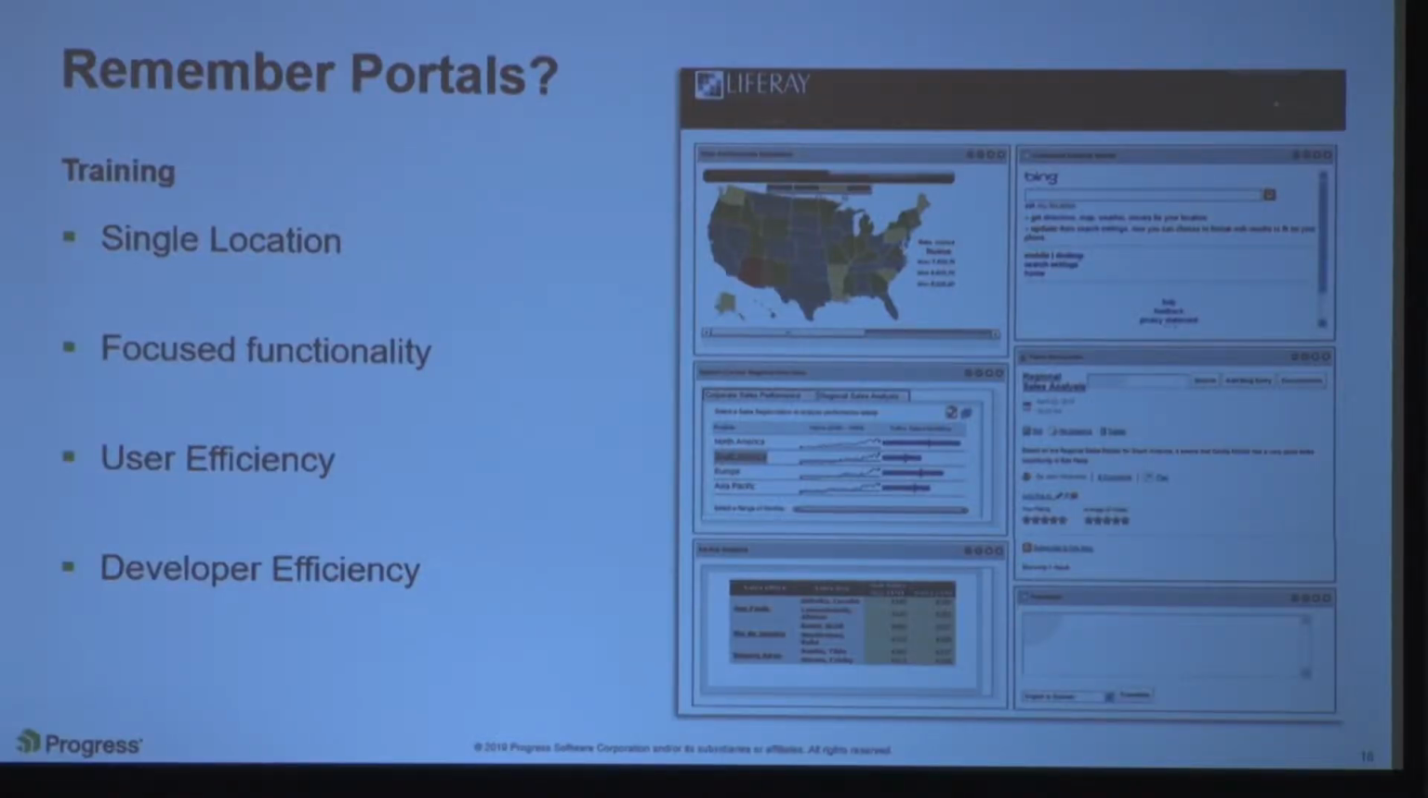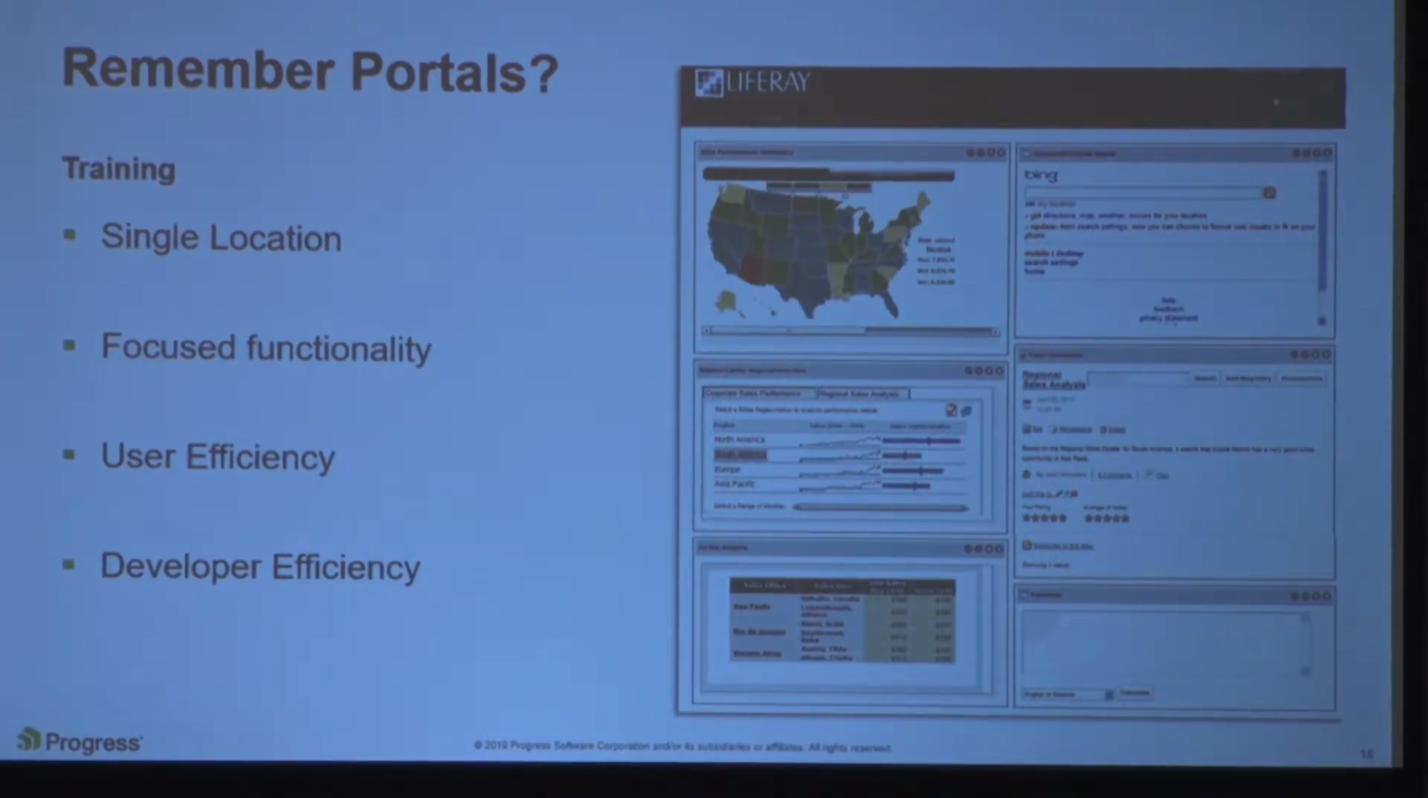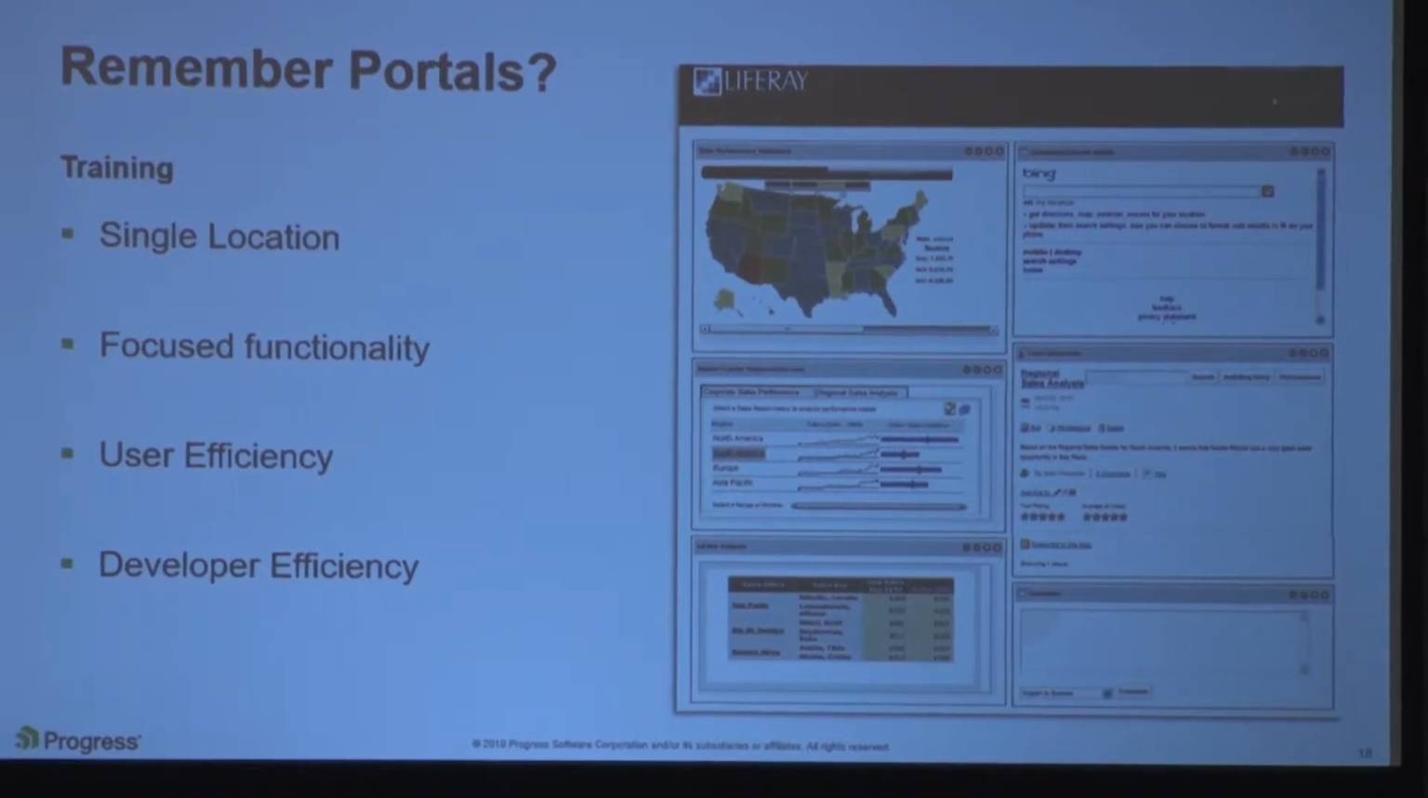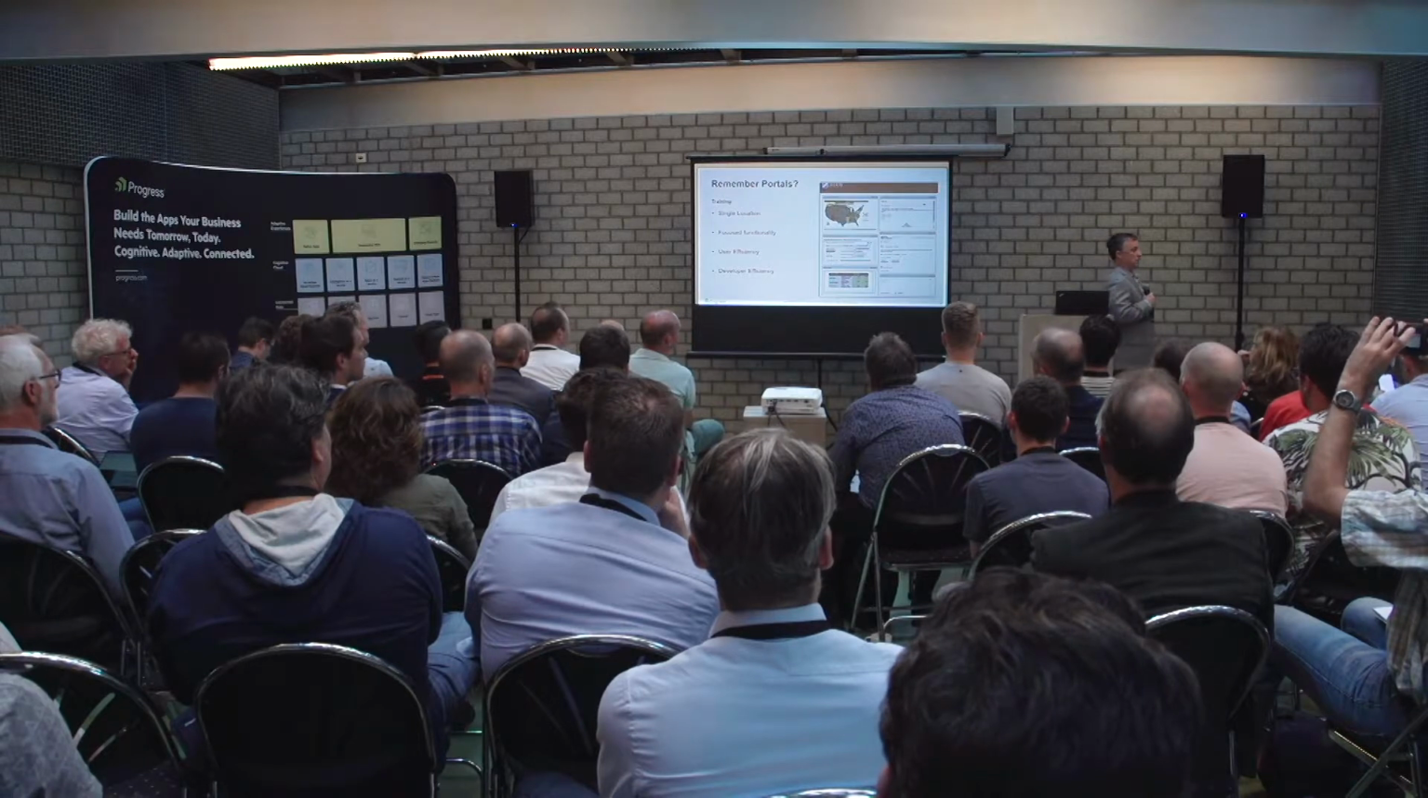Companies did a lot of these in the mid-2000s, and then for some reason it fell out of favor, I think with the rise of these SaaS enterprise apps. But the concepts are the same. What you want is one location for people to go, rather than a bunch of locations. You want focused functionality, so keep the user on task, don't distract them. You want them to be able to accomplish their jobs efficiently, and you want to develop in an efficient manner.